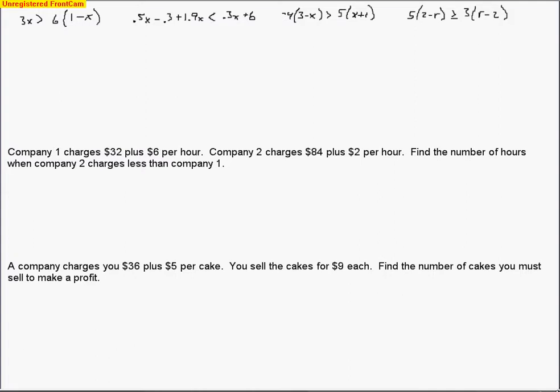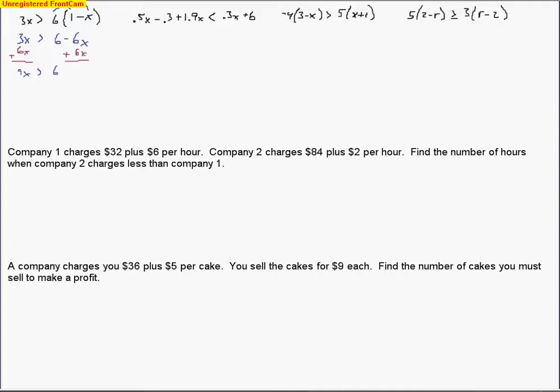Today we will be solving inequalities with variables on both sides containing parentheses. So we're going to go ahead and distribute this 6 over that subtraction. It leaves us with 3x is greater than 6 minus 6x. So from this point we can go ahead and add that 6x to both sides. So when I do that, I'm left with 9x is greater than 6.